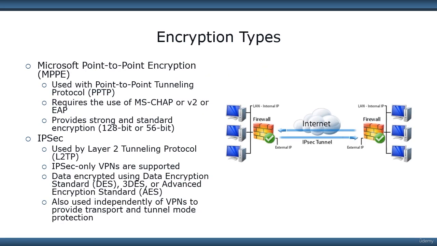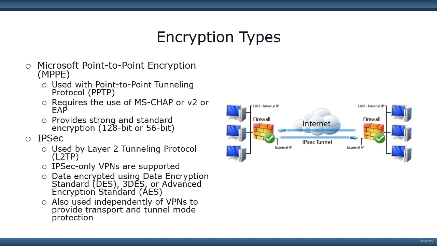A lot of different encryption types. I wouldn't spend a lot of time on this. The Microsoft point-to-point encryption, MPPE, was used by PPTP and requires the use of either MS-CHAP or EAP. It provides strong and standard encryption, 128-bit to 56-bit. I say don't spend a lot of time because MPPE isn't officially listed in the objectives, but you probably just want to recognize the acronym. IPsec is, because it's in the security section, and it's something that we need to know. It's used by layer 2 tunneling protocol, and there are also now IPsec only types of VPNs.